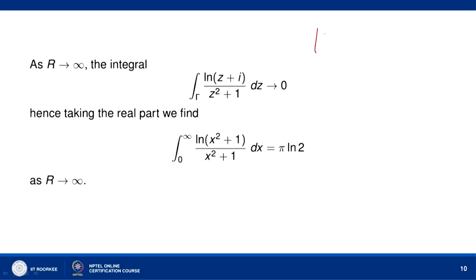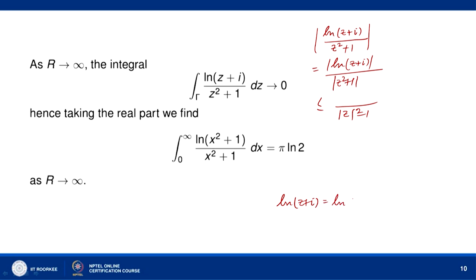So, let us find the modulus of ln(z + i) divided by z² + 1. Modulus of this is the modulus of ln(z + i) divided by the modulus of z² + 1. This is less than or equal to this over the modulus of z² minus 1, and ln(z + i) equals ln of the modulus of z + i, plus i times the argument of z + i. The modulus of z + i is less than or equal to the modulus of z plus the modulus of i. So, this is r + 1. So, this is less than or equal to ln(r + 1).